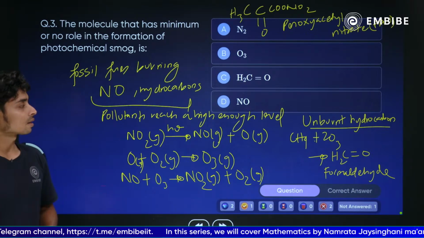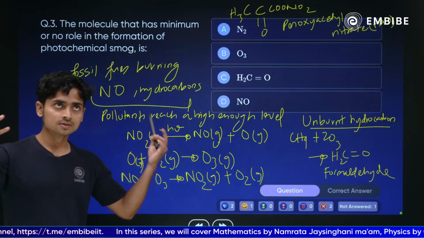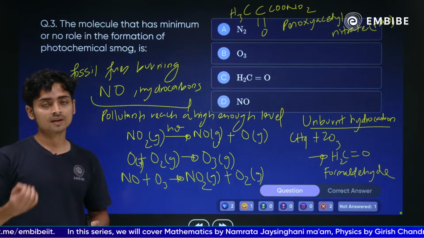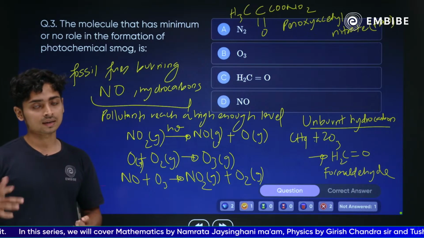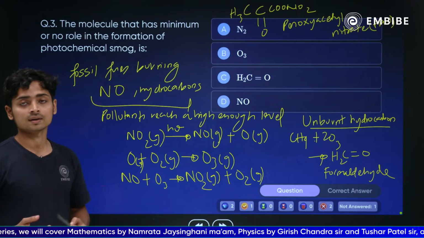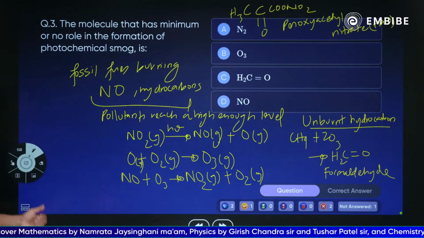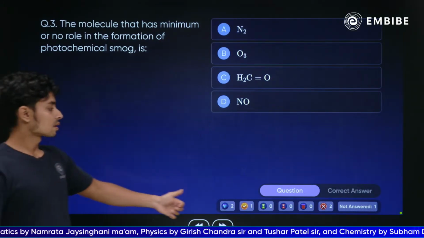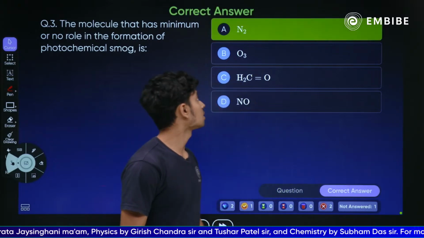And another thing, N2 is found in your environment, so obviously there is very little chance that N2 will take part in the formation of smog. So the correct answer here is N2.